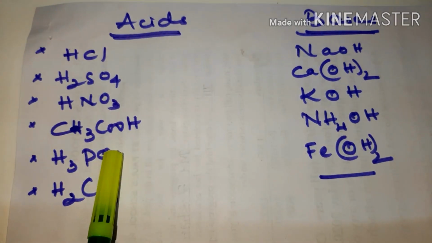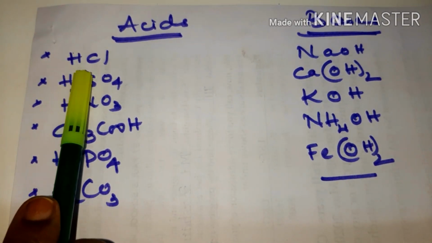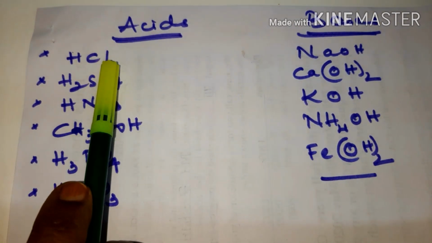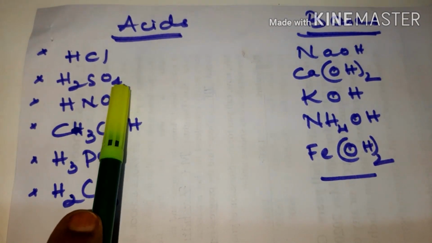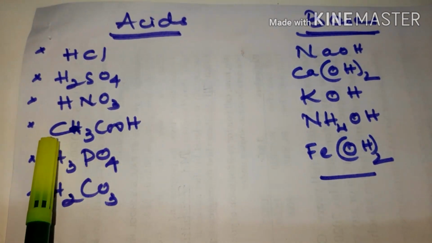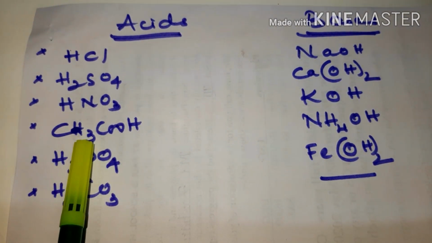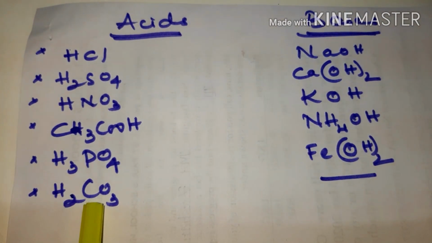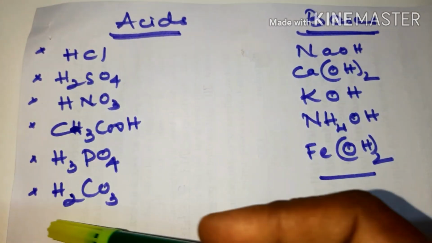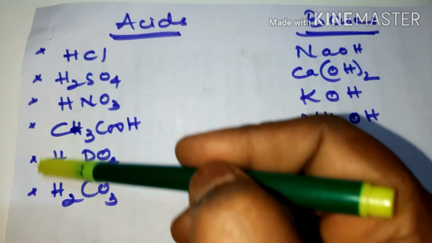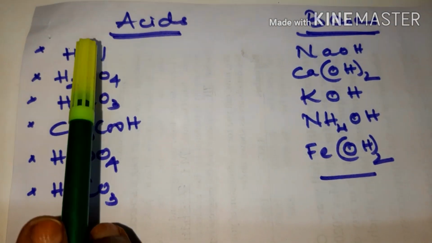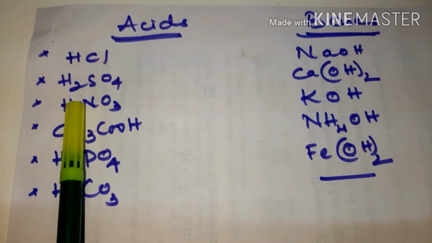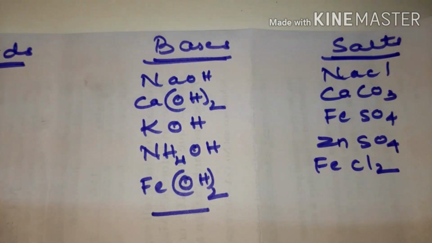So acids are the substances which contain H+ ions along with a non-metal. You find H and Cl, H with sulfur and oxygen, H with nitrogen and oxygen, H with carbon, H with phosphorus, H and carbon. So you can see here what is the common element here? H is present. So if a chemical has an H and a non-metal in it, we call it an acid. Okay, children. Now what about bases?